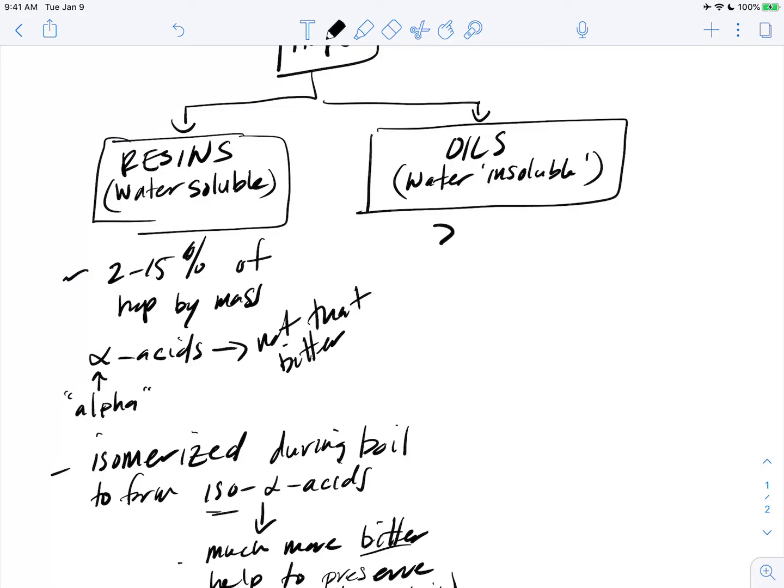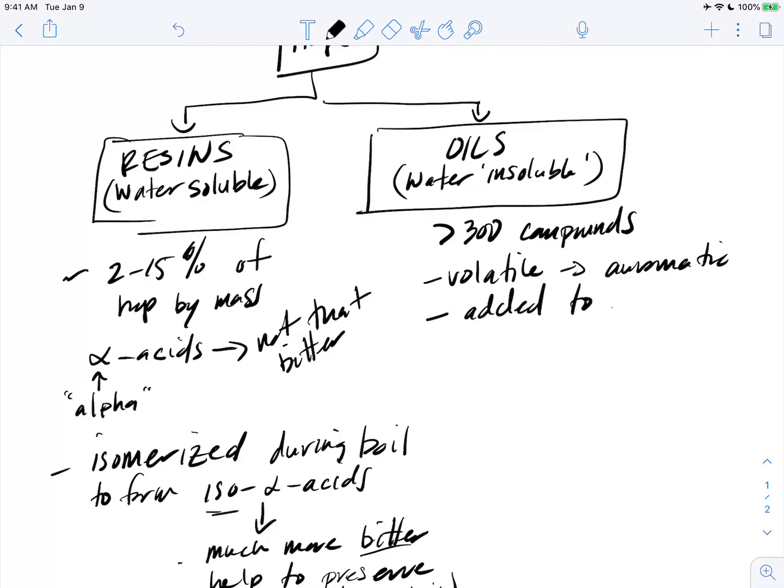There are more than 300 compounds in this classification of oils. They are volatile, which means that they come out of solution pretty easily, and so they provide the aromatic properties of a beer. Certain hops are used for the resins, so they're bittering hops, and certain hops, like in the recipe that I did, Citra hops, Azteca hops, are very aromatic and have lots of these compounds that people want in their beer smell, and so they are added at the end of the boil or after fermentation.